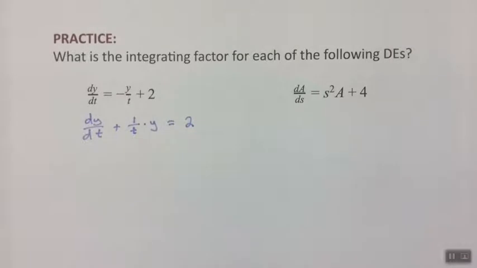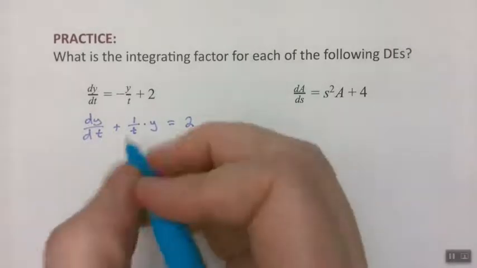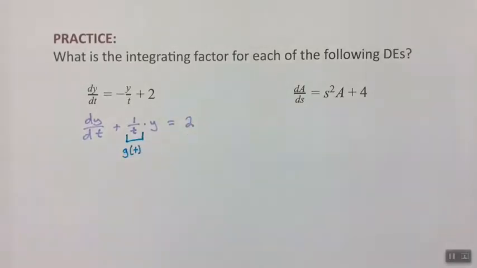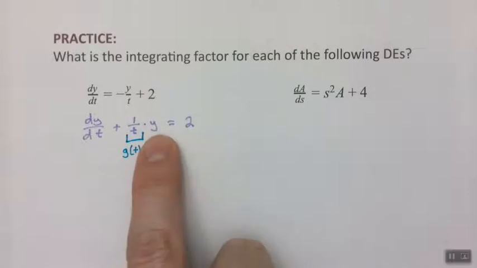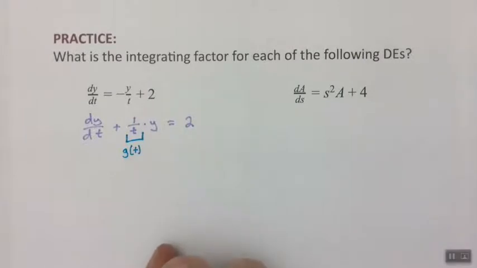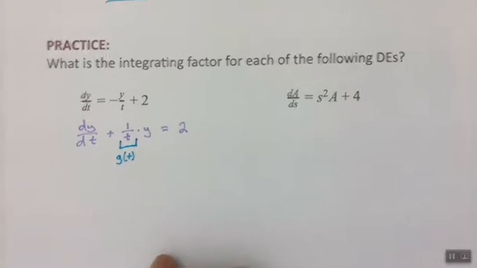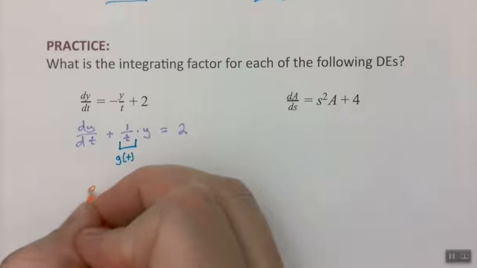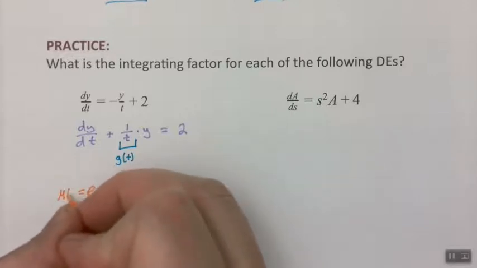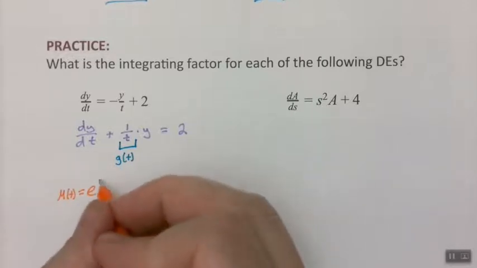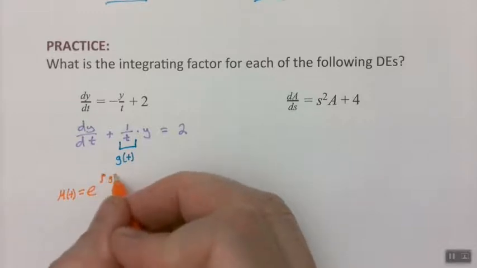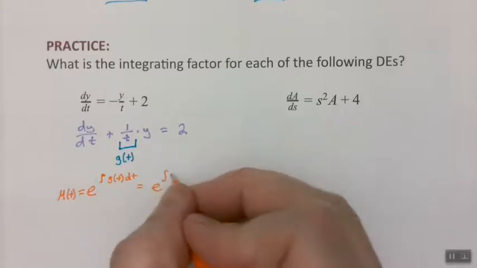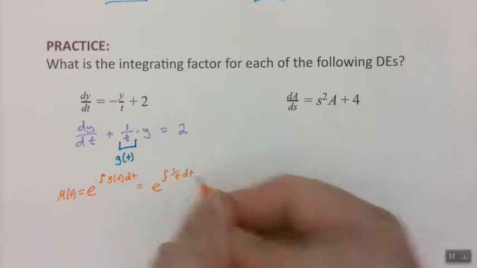And the reason that I did that is so that I can quickly identify this thing right here. That's my g of t. That's the function of t that is the multiplier of y in my linear differential equation. And once I know what g of t is, then I can figure out what my integrating factor is. So that means mu of t is going to be my integrating factor, and that's equal to e to the integral g of t dt, or in this case, e to the integral 1 over t dt.